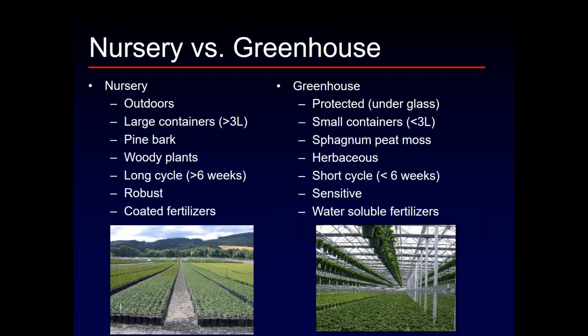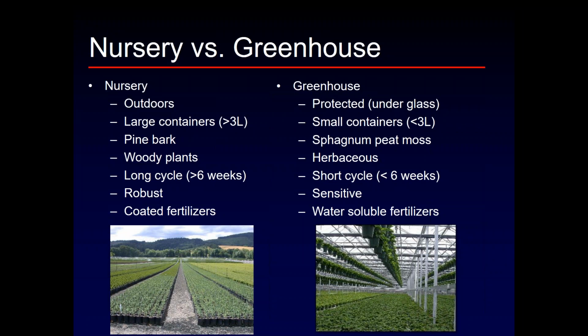Typically, nursery crops are grown outdoors in large containers, and pine bark, at least in the eastern United States, is the primary component in the potting mix. These are typically woody plants, although we can grow some herbaceous plants and ornamental grasses in smaller containers. These typically have longer production cycles. Because these plants are larger, they tend to be more robust and less sensitive to changes in the substrates. We'll talk about that a little bit later. And typically, we're using coated or controlled release fertilizers on these crops.